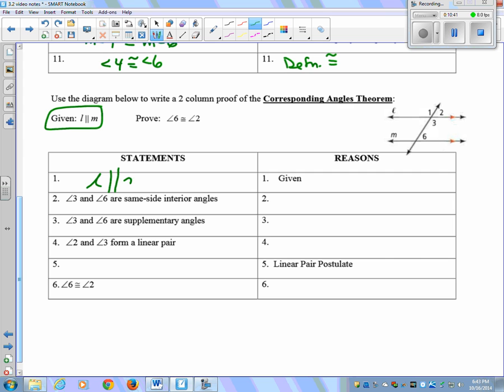So again, we start with our given that the lines are parallel. 3 and 6 are same-side interior angles. Again, definition of same-side interior angles. 3 and 6 are supplementary. Sounds familiar, right? This is by the same-side interior angles postulate.